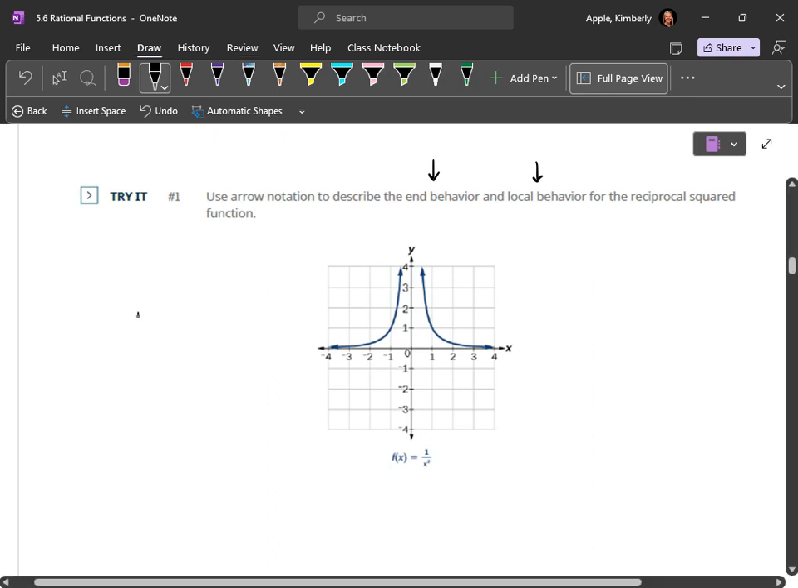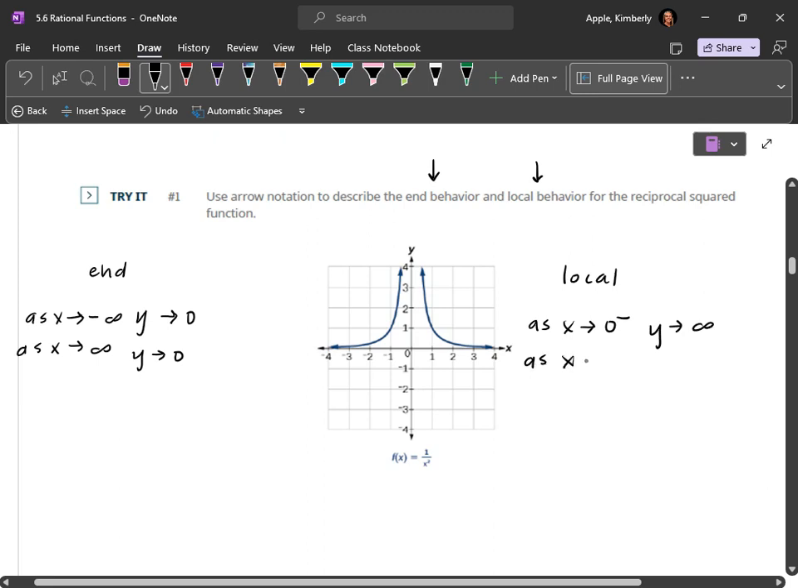All right, so as x approaches negative infinity, y is approaching 0. And as x approaches positive infinity, y is approaching 0. That's the end behavior. And then the local behavior is as x approaches 0 from the left, y approaches infinity. And as x approaches 0 from the right, y is also approaching infinity.